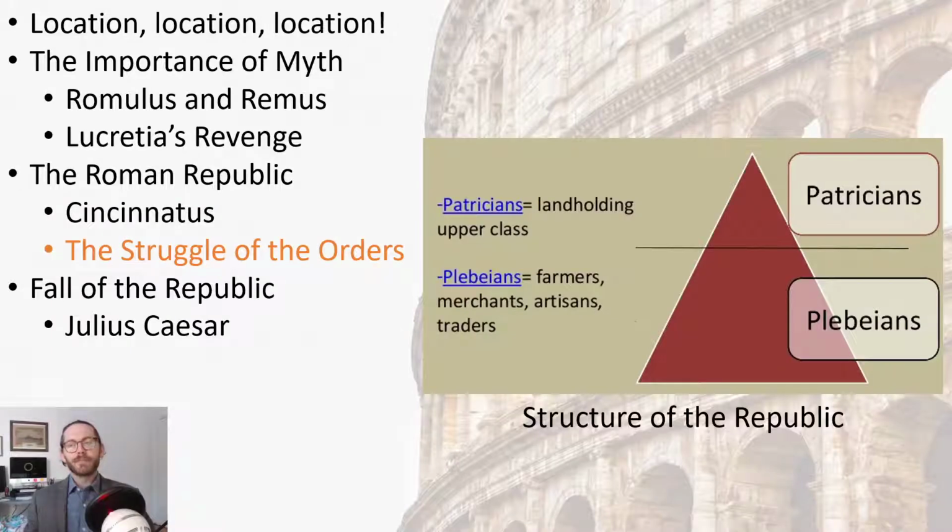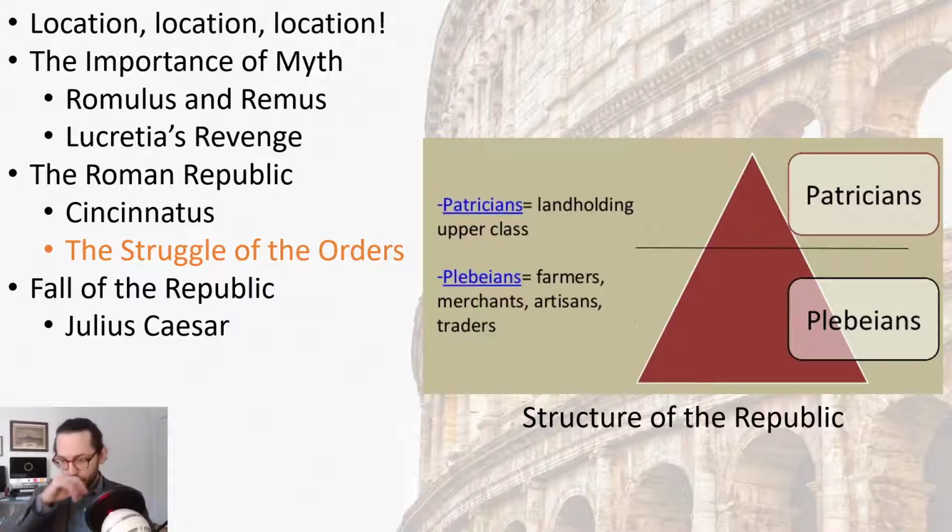However, Roman society was plagued by social problems throughout many portions of its history. Roman society was very divided along class lines. There were two rough groups in Roman society. You had the patricians, who were the land-holding upper class. They were the aristocracy, essentially. People of means, people with money, people that owned almost all the land.